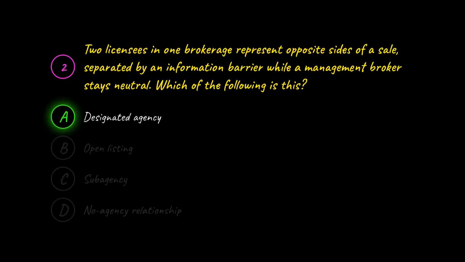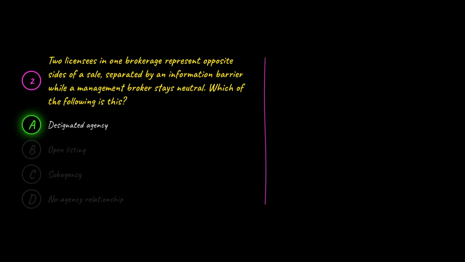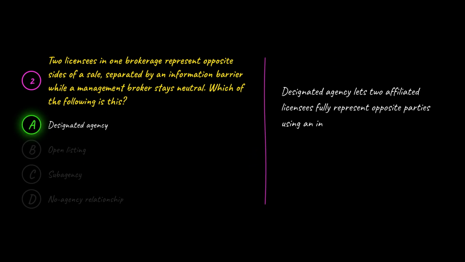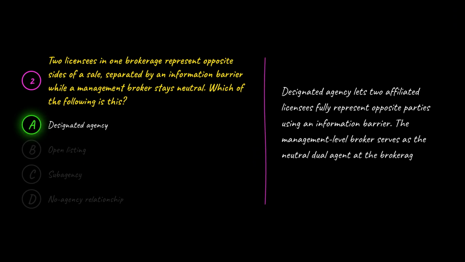The correct answer is A, designated agency. A is correct because designated agency lets 2 affiliated licensees fully represent opposite parties using an information barrier. The management level broker serves as the neutral dual agent at the brokerage level, authorized by the company's written agency policy.